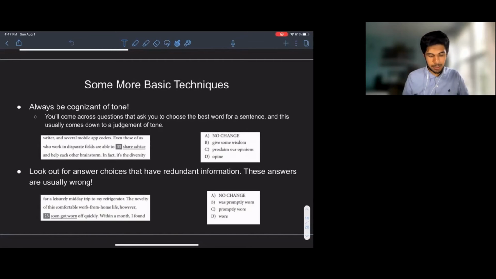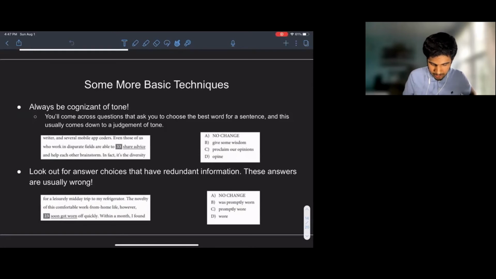Another thing is to look out for answer choices that have redundant information. These answers are usually, almost always, wrong. So let's look at the example. "The novelty of this comfortable work-from-home life, however, soon got worn off quickly." Let's look at the answer choices. The first one, "soon got worn off quickly." We have the word "quickly" already in the sentence, and "soon" is pretty much a synonym of "quickly," so that's a redundant word in there.